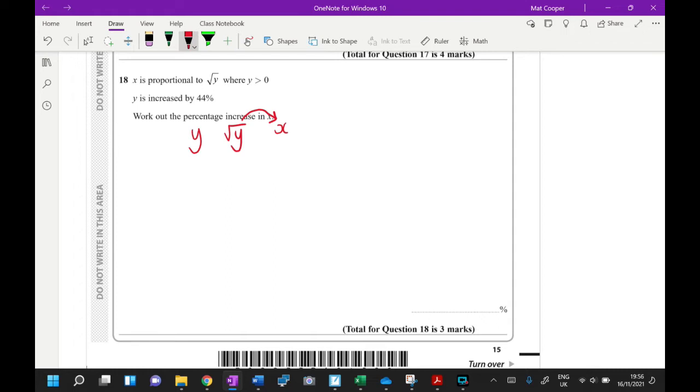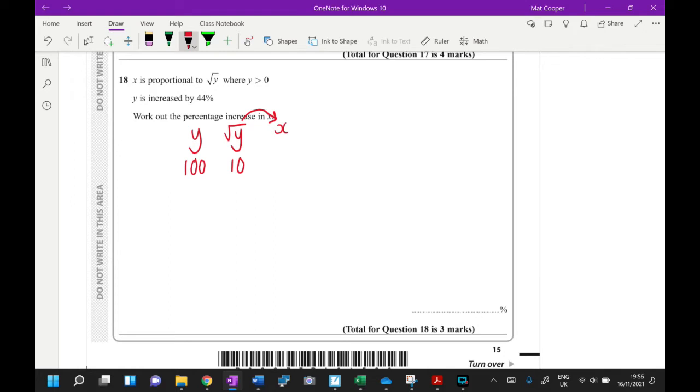So I'm just going to imagine that y is a particular value, okay? And I hope you can see why I'm going to choose this value. I'm going to pretend that y is 100. And the square root of y is therefore equal to 10. So x is equal to some multiplier times 10. I'm not going to bother working out the multiplier, I don't need it.